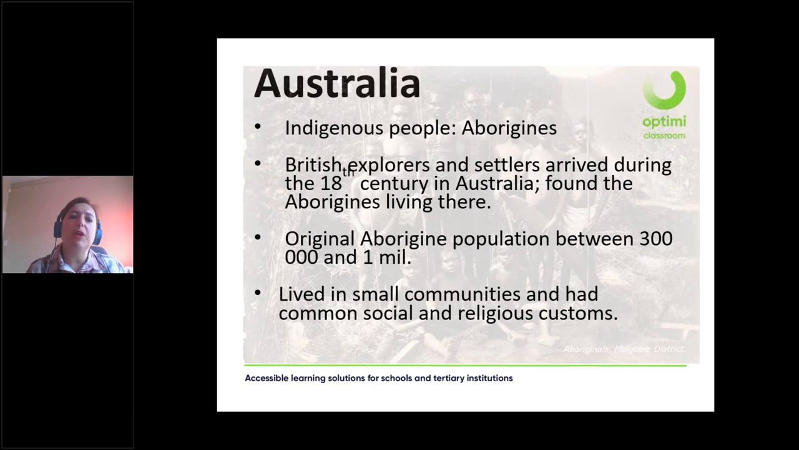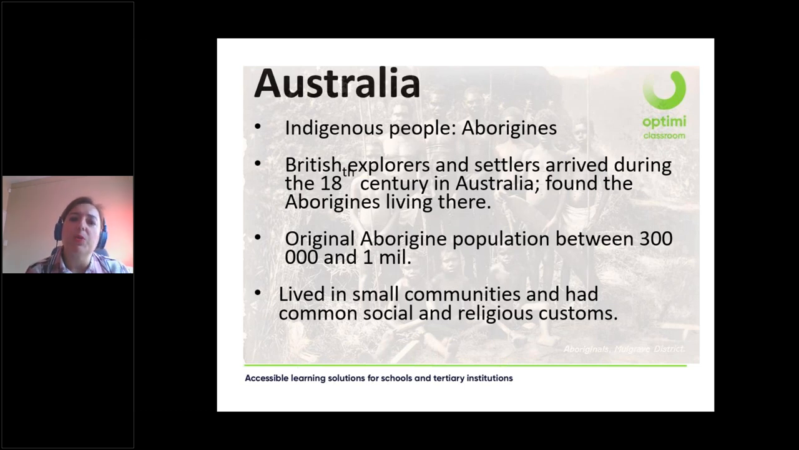Now, if we look at Australia, the indigenous people of Australia are called the Aborigines. For the Afrikaans people, in your textbook you will see the term inboorlinge. There is nothing wrong with using the term Aborigines, you can use it too. So the indigenous people of Australia, the Aborigines.